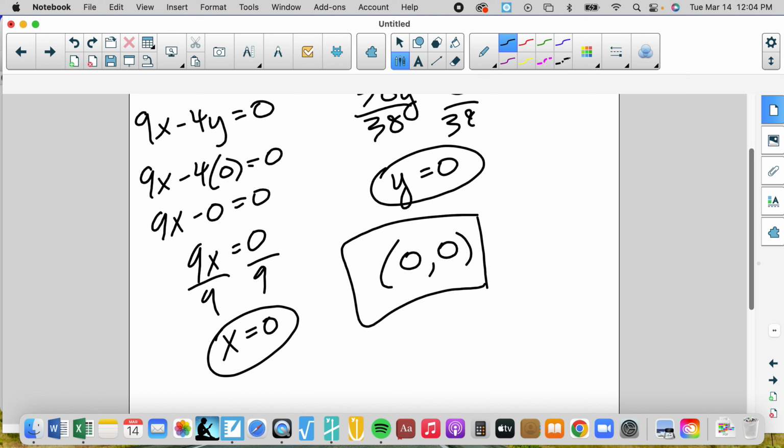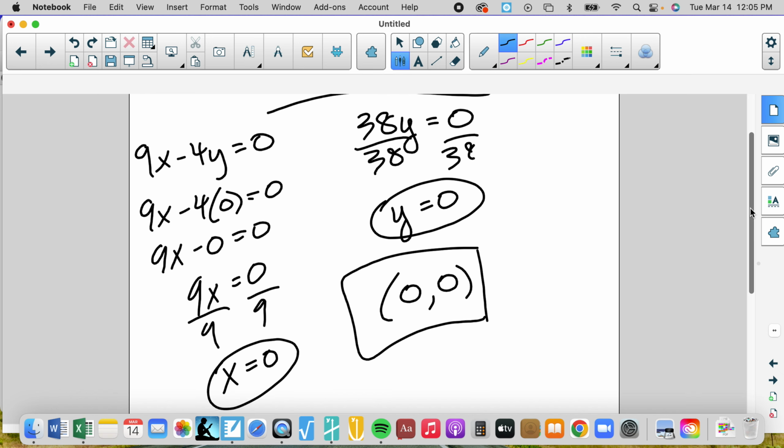Looks like a robot head, doesn't it? My name is Chatbot GPT. I know, I'm just messing around. Let's have some fun. So my solution is 0, 0. Who's not going to see that as a robot forever? I see it as a robot.